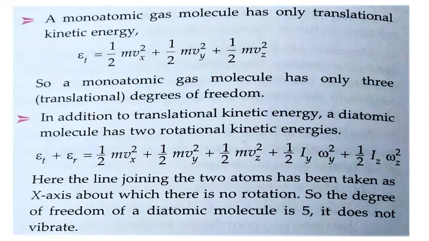A monoatomic gas molecule has only translational kinetic energy. So a monoatomic gas molecule has only 3 degrees of freedom. And in addition to translational kinetic energy, a diatomic molecule has 2 rotational kinetic energies. So the degrees of freedom of a diatomic molecule is 5. It doesn't vibrate.